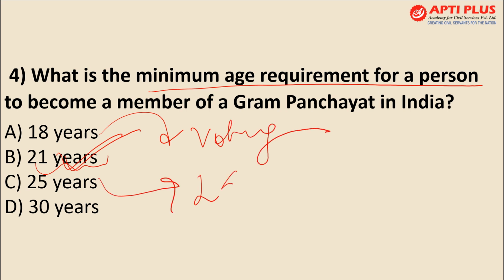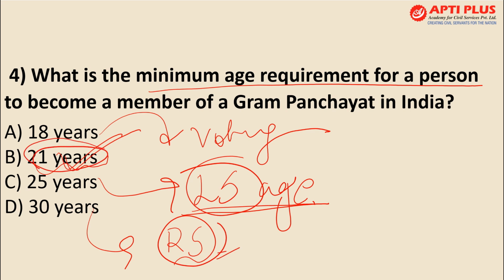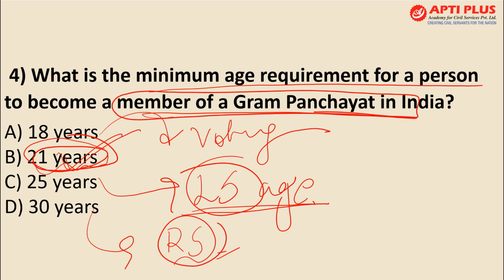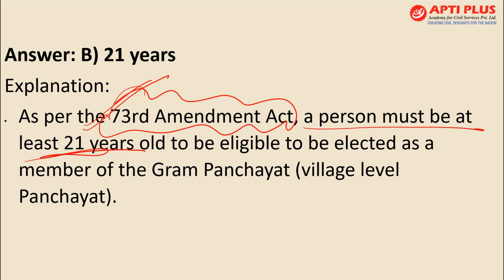25 years is the Lok Sabha age, meaning the age at which we can become a member of Lok Sabha, and 30 years is the age at which we can become a member of Rajya Sabha, and 21 years is the age at which we can become a member of Gram Panchayat. This requirement was brought in by the 73rd Amendment Act. That person must be at least 21 years to be eligible to be elected as a member of Gram Panchayat at the village level.